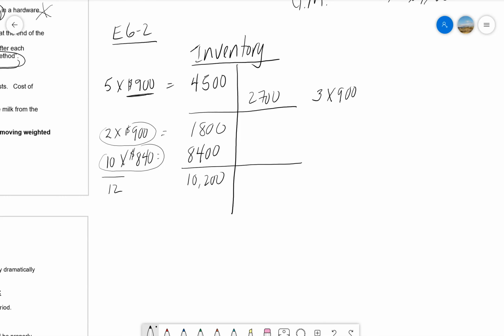And then we get to the next transaction on May 17th. And this is where we sell 4 units of inventory. Now, because we're using FIFO, the first 2 that we sell are going to be the oldest units. Those are the two at 900. And then the last two that we sell are going to be the more recent purchases. Those are going to be at 840. Now, if you work through the math, the cost of goods sold then is going to be $3,480.